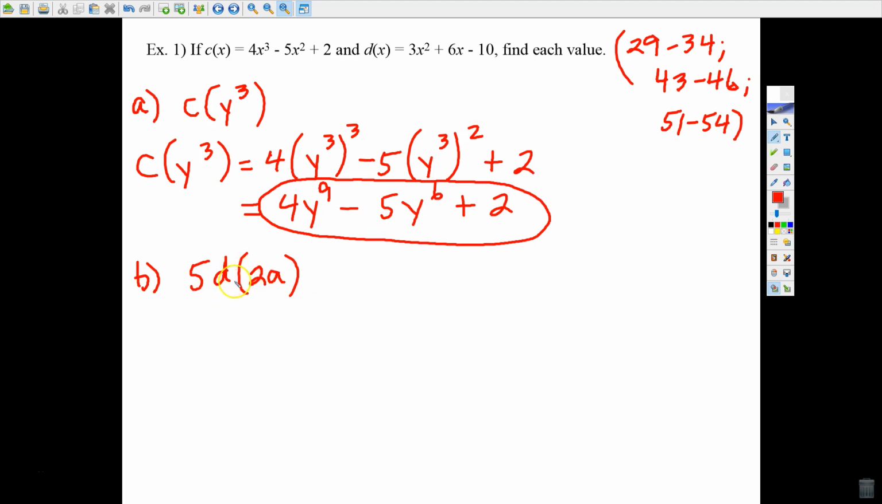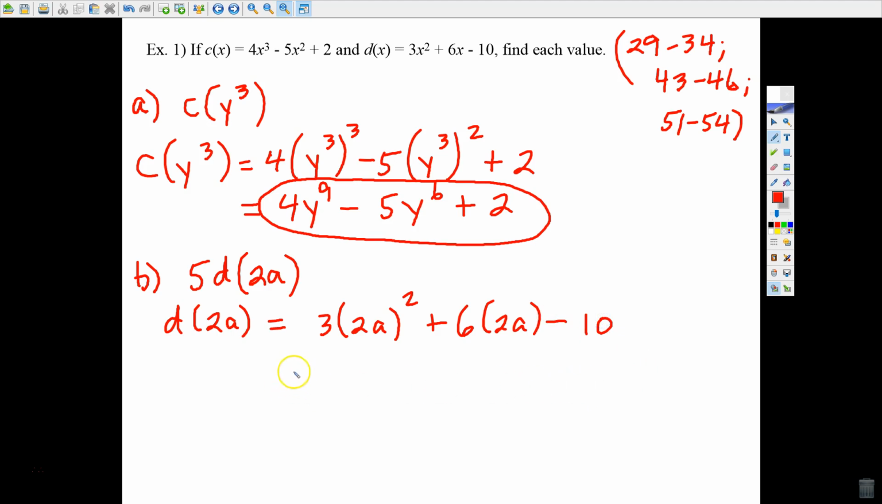All right, letter B says, technically, let's input 2a into the D function, and then whatever that result is, we'll multiply by 5. So let's first find out what D of 2a is. Using that same procedure that we looked at in example A, we're going to replace the x's with 2a in the D function. So it looks like 3 times 2a squared plus 6 times 2a minus 10. We do powers before we multiply, so the monomial 2a raised to the second is 4a squared times 3 is 12a squared. And then here we have plus 12a minus 10. And that takes care of this part.